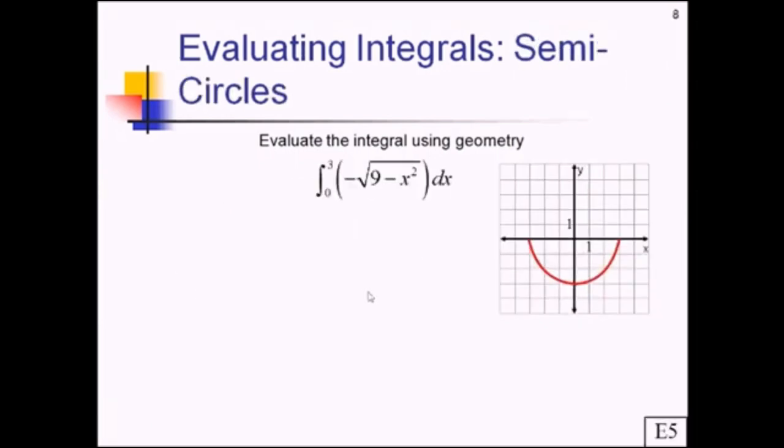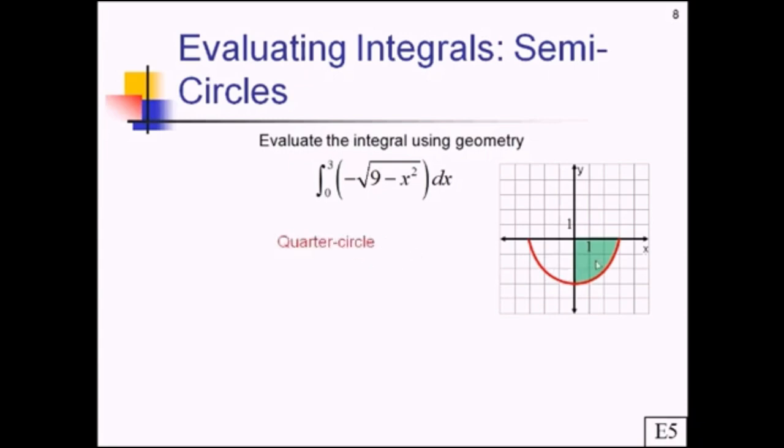So we've been doing straight functions up to this point. We're going to do one that's a little curvier now. Pause the video and give this one a shot. All right, so we're going from 0 to 3. That's going to be just this region here. And this is a quarter circle.